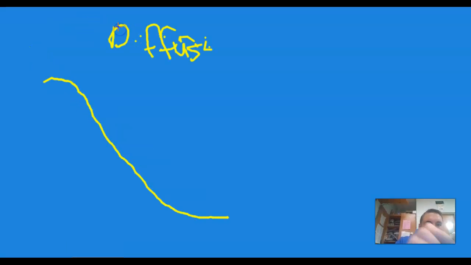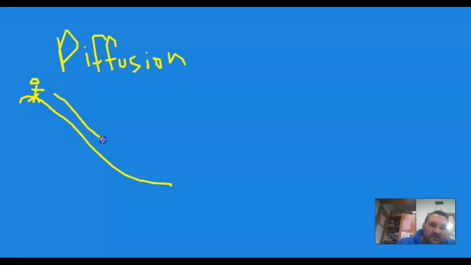There's a couple ways of picturing diffusion or passive transport. I like to picture it as a hill. And I have a little man at the hill. To go from a high part on the hill to a low part on the hill, this is diffusion.